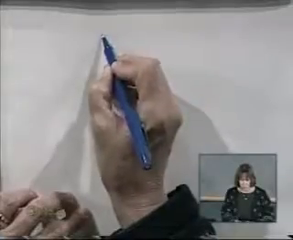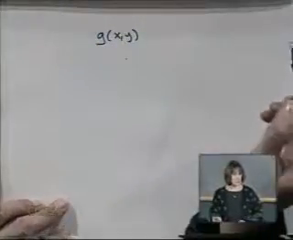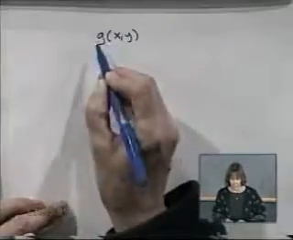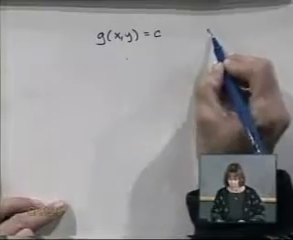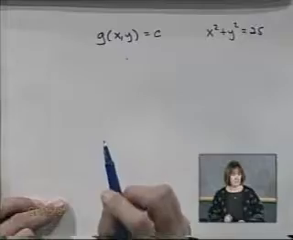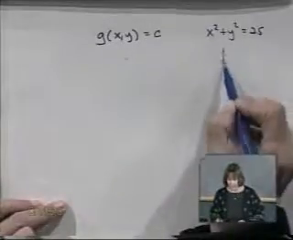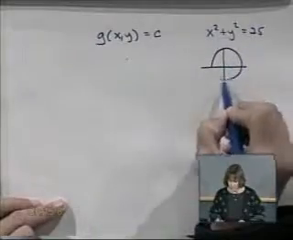Suppose you have some curve, and I'm just going to do it in 2D because I think it's going to be a little bit easier to follow. Suppose I have g of x, y equal to a constant. What am I talking about here? You might have an equation like x squared plus y squared equals 25. In the xy plane, that equation looks like a circle.